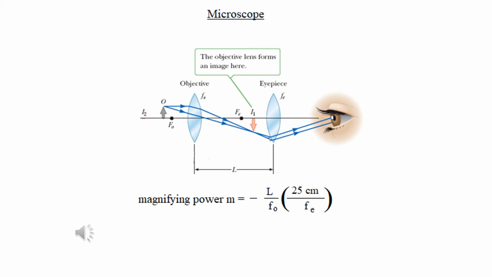So the formula for calculating the magnifying power of the microscope, you can see at the bottom there. It involves not only the focal lengths of the two lenses, but also the distance between them, L. And you can calculate that magnifying power just by dividing L by the focal length of the objective times 25 centimeters over the focal length of the eyepiece, where all the distances are expressed in centimeters. Notice also there's a negative sign in front of the formula. That just means you're looking through the eyepiece, so the final image you see is a virtual image.